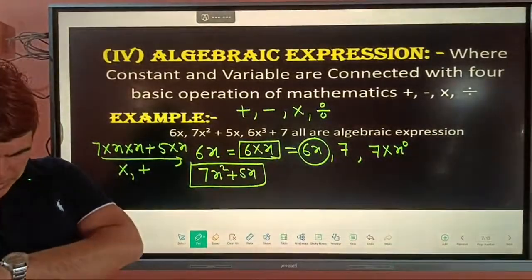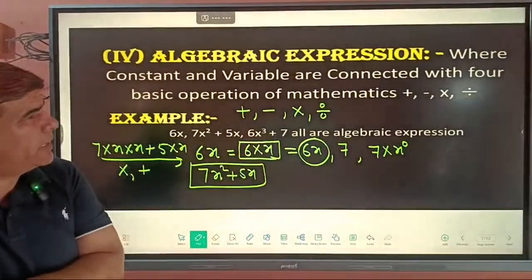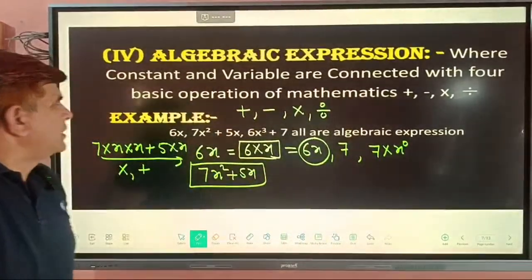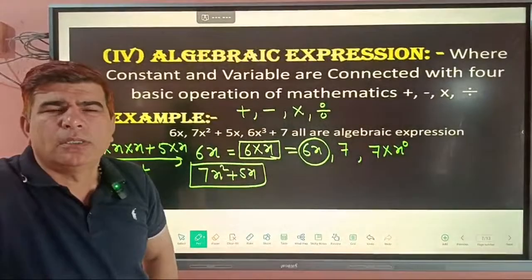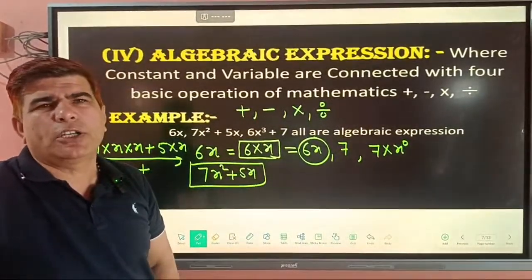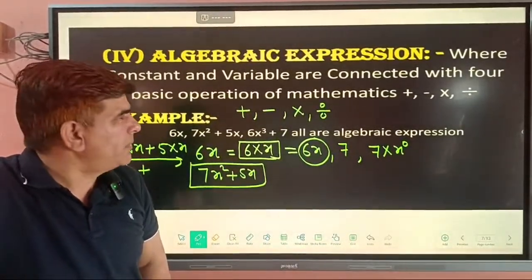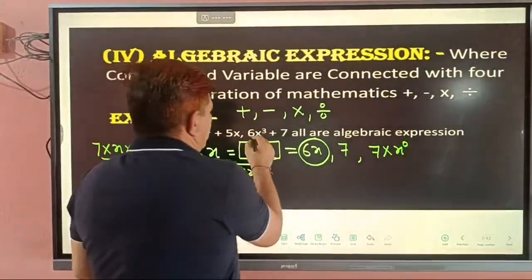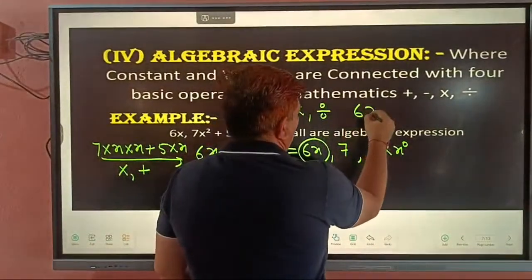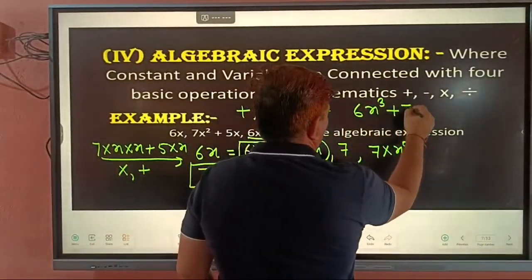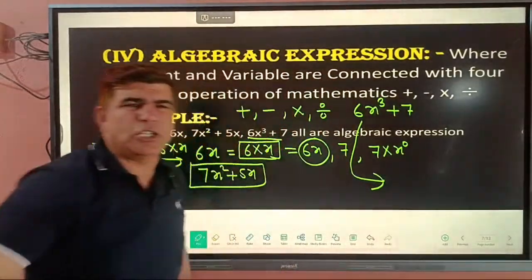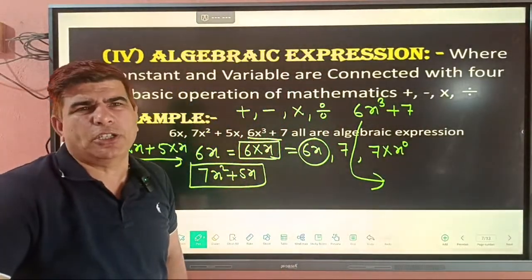So what is an algebraic expression? We can say an algebraic expression is where constant and variable are connected with the 4 basic operations of mathematics. What are these four basic operations? Plus, minus, multiplication and division. Then this example is given, 6x cube plus 7. Is it an algebraic expression? Definitely it is an algebraic expression.